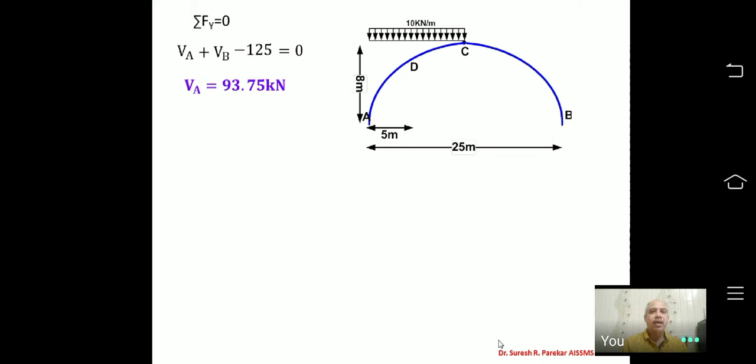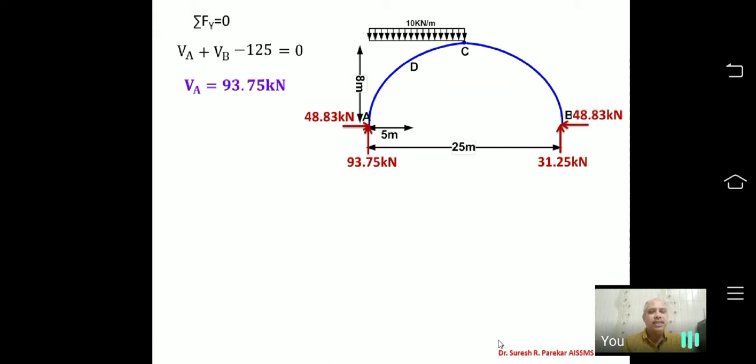Now we will go Fy equal to 0 which will give me value of VA. So VA plus VB minus 125 equal to 0. So total load we have 125. So we will get VA plus VB minus 125 equal to 0. And we will get VA 93.75 kilonewton. Now we will show all these reactions on the arch. So we have VA 93.75, HA 48.83, HB 48.83 and we have VB 31.25 kilonewton.